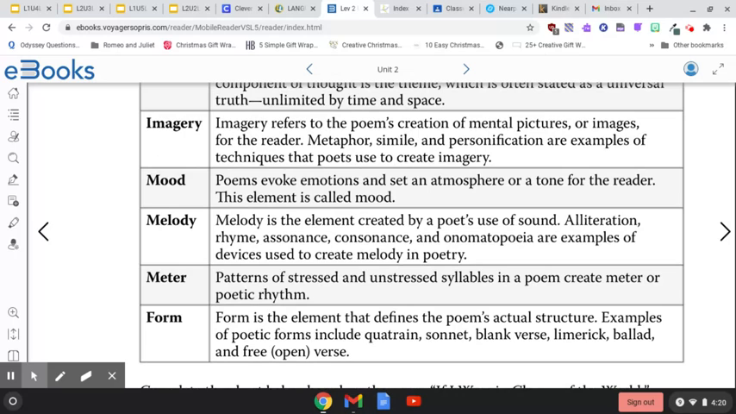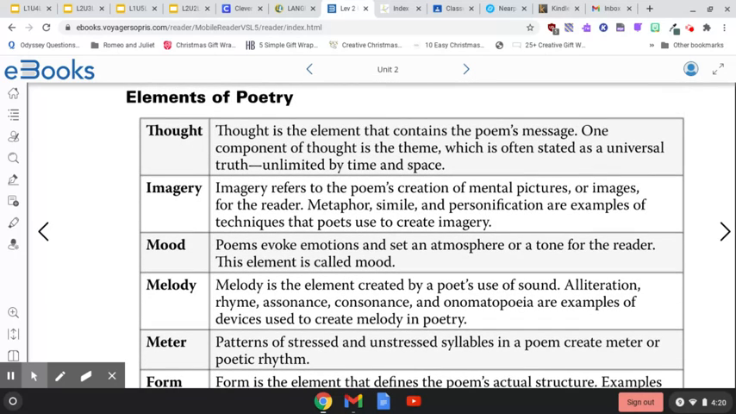Thought. A poem has a message or theme. What would you say is the overall message in If I Were in Charge of the World? How about We Real Cool?